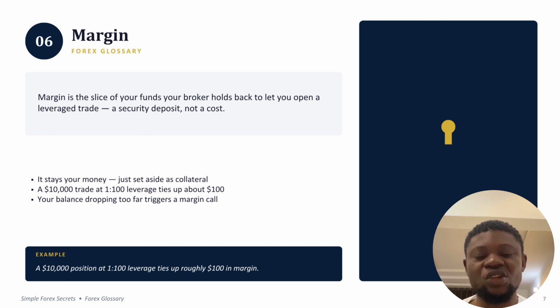Number 6 is margin. Margin is the deposit your broker requires to open a leveraged trade. It is not a fee. It's more like a security deposit that is held while your trade is open. But the important thing to understand is margin call. This happens when your account balance drops too low and your broker closes all your trades automatically to prevent further losses. So this is why risk management is everything in Forex, but we'll cover that in depth in a future video.